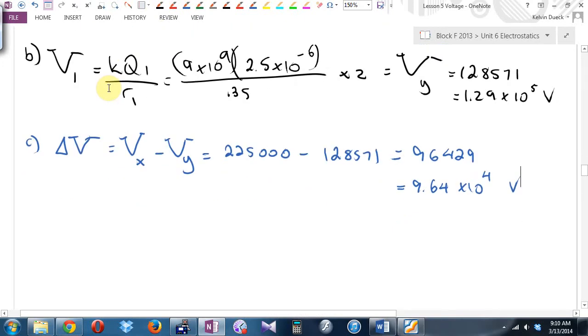Find the work. Can I go force times distance when I'm dealing with point charges? Never, because the force is always changing. Is there an area under a graph? What was my other definition of work? What was the third definition of work that we've been flogging?